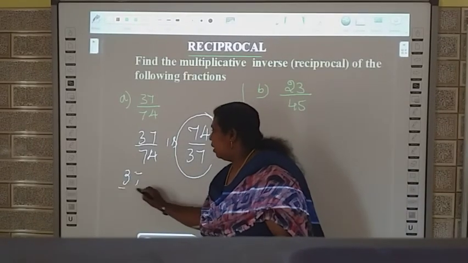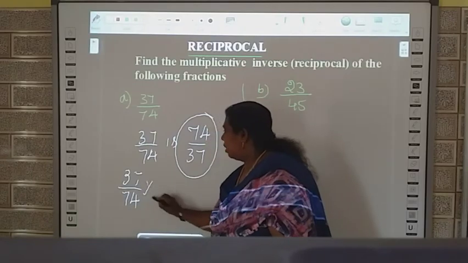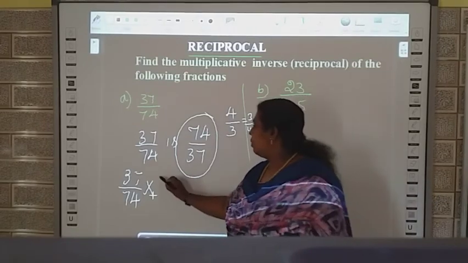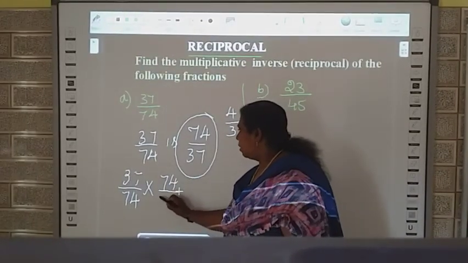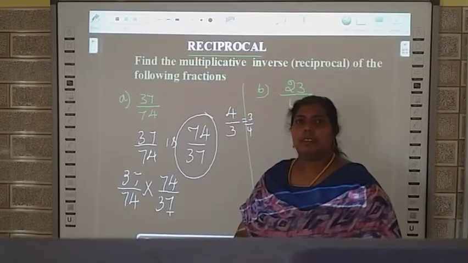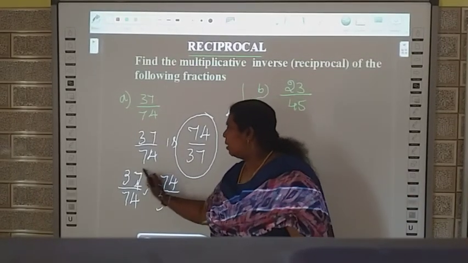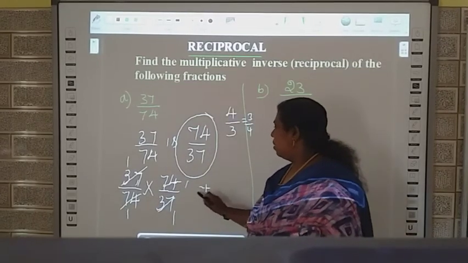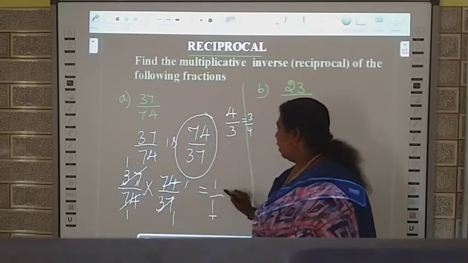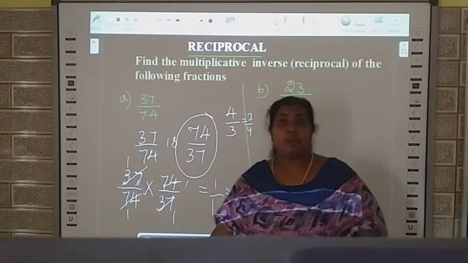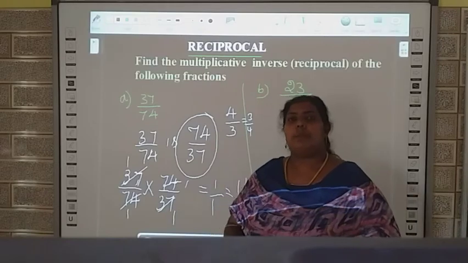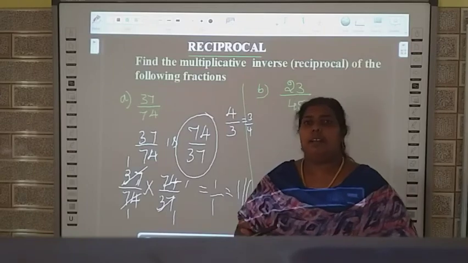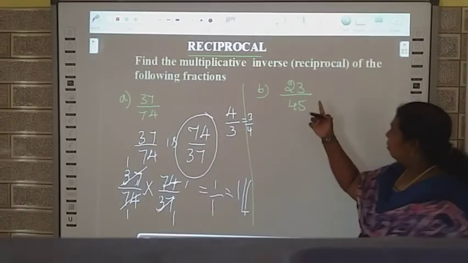37 divided by 74 multiplied by the reciprocal value, 74 divided by 37. Understand? So here 37 one time, here one time. 74 one time, here also one time. 1 is 1, here also 1. Final answer 1. We will get 1 only. If you multiply a fraction by its reciprocal, we will get the answer 1. Understand? See the next example.